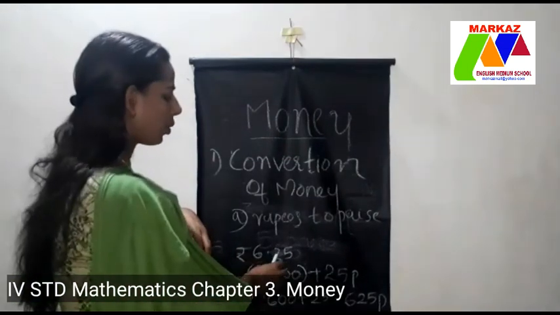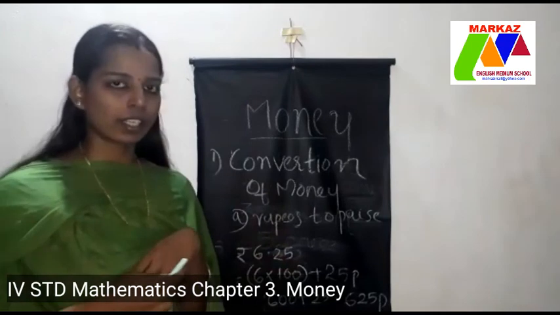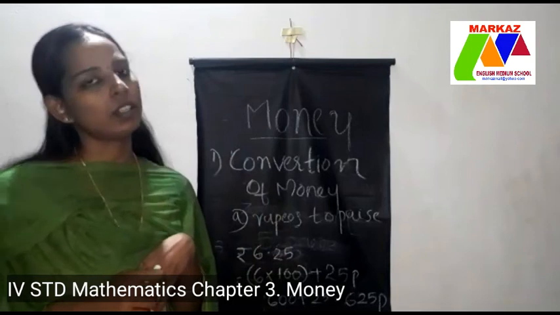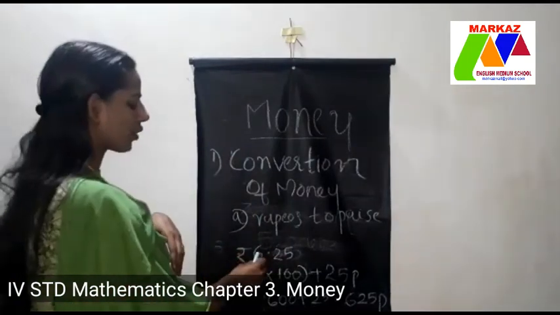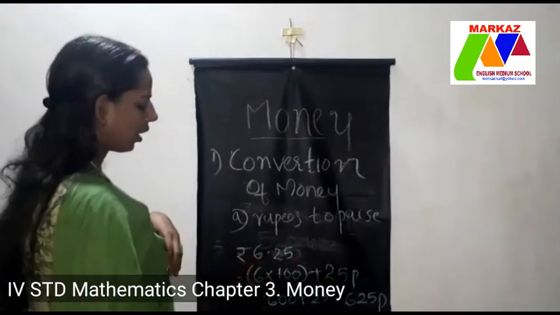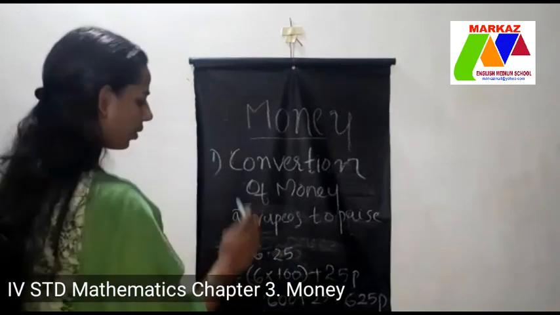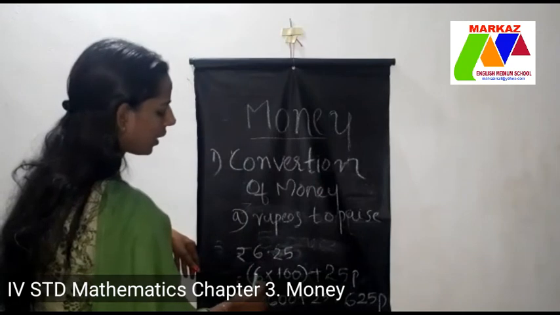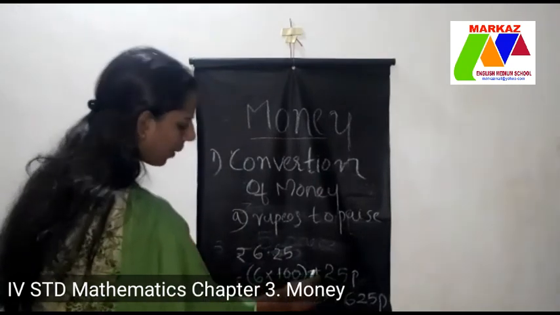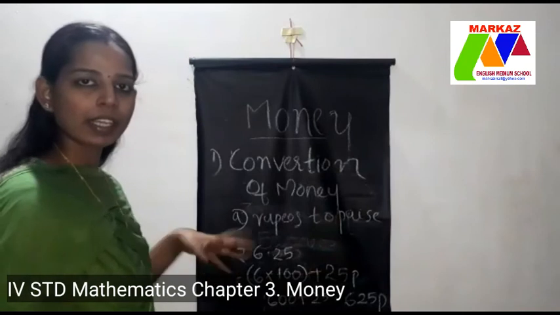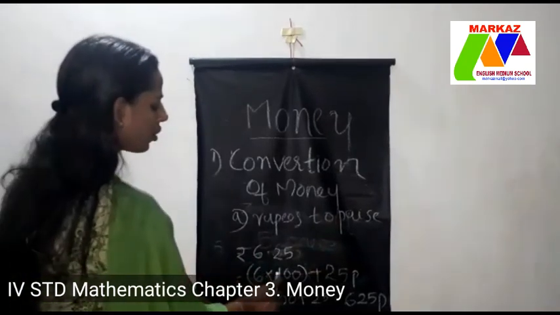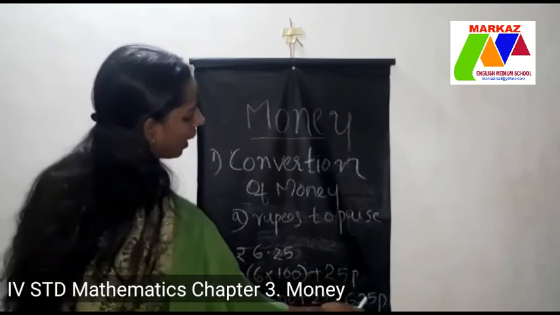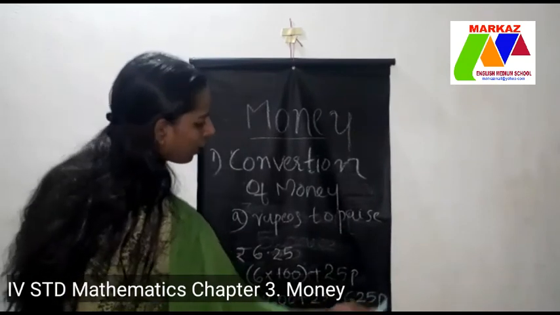6 rupees and 25 paise. Now let us study how to convert rupees and paise to paise. Here I wrote 6 rupees and 25 paise. So we are going to convert this. For this, we have to convert the rupees into paise. So 6 into 100 plus the 25 paise is the answer. 6 into 100 is equal to 600 plus that 25. So the answer is 625 paise.